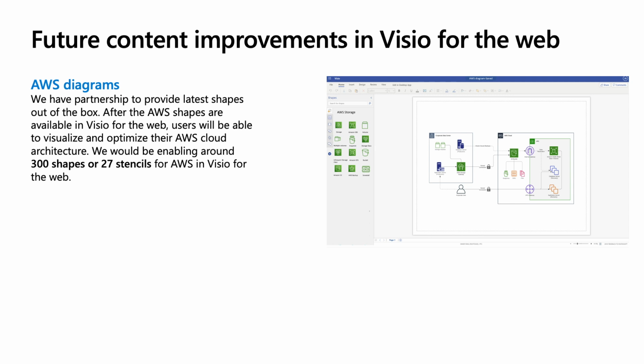We have been listening to customer asks, and one of the major asks was AWS content in Visio for the web. With the addition of AWS in Visio for the web, users will be able to visualize and optimize their AWS cloud architecture. As a part of this content type, we will be enabling around 300 shapes or 27 stencils for AWS in Visio for the web.